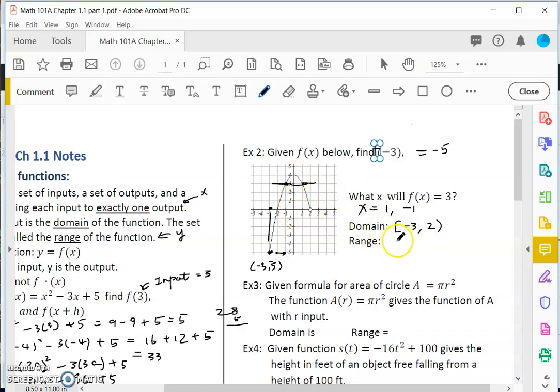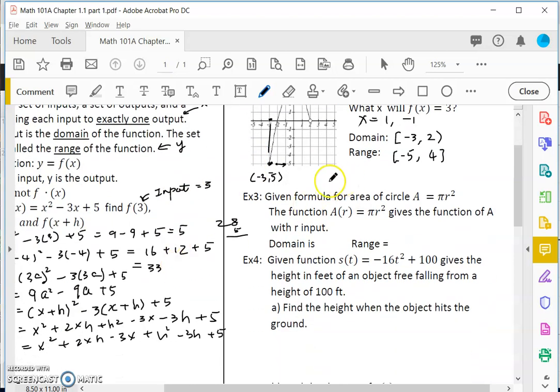In this case, what's the lowest y value? It is -5, right? So this is the lowest y. And what's the highest y that I can go in all these points on this graph? It is 4, including 4. So that is the x and y. So this is how we evaluate a function given as a table, a formula, as well as a graph.